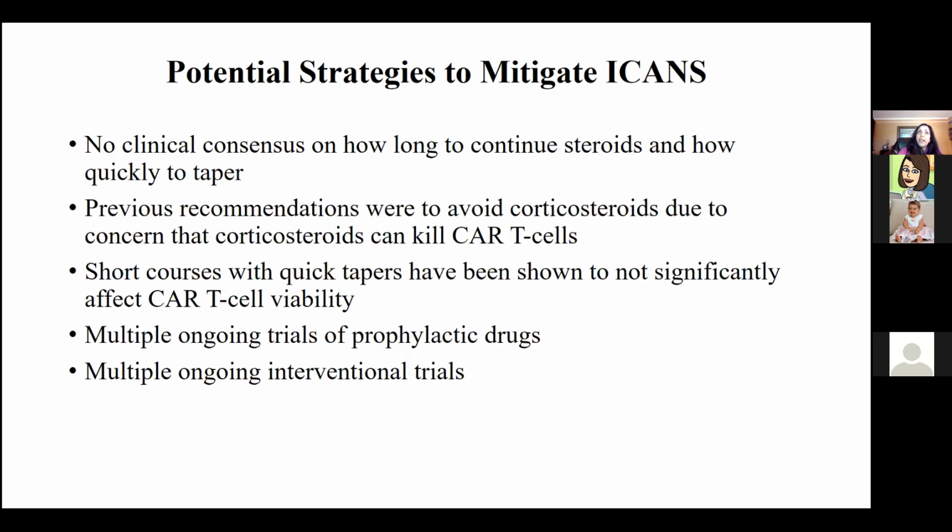It did seem to prevent development of ICANS, possibly, if you compare it to other historical data and the other cohorts of the study, but it's still unclear what the optimal timing is for steroids. There is concern, and there has always been concern, that the steroids will kill off CAR T cells and therefore decrease efficacy. But in some of the studies that have looked at short courses of steroids with quick tapers, it has not really been shown to significantly affect the CAR T cell viability and efficacy. There are multiple ongoing trials with prophylactic drugs and then multiple ongoing interventional trials as well.